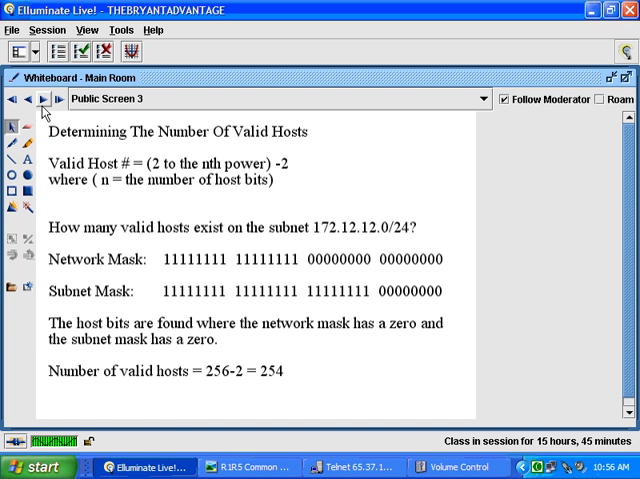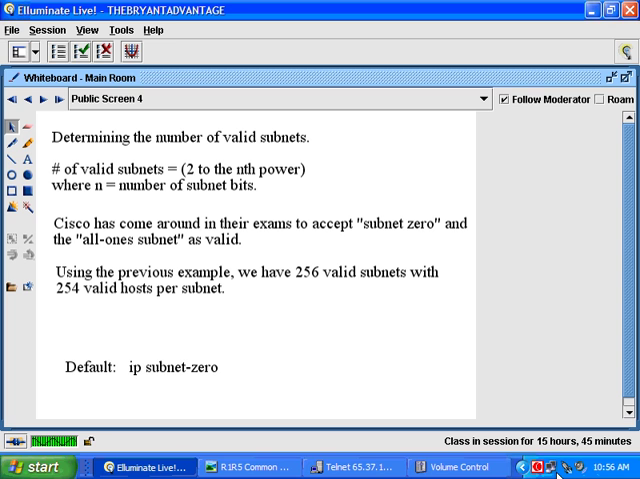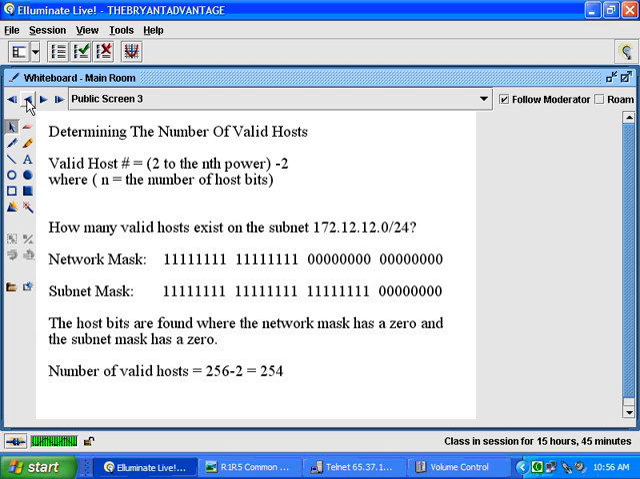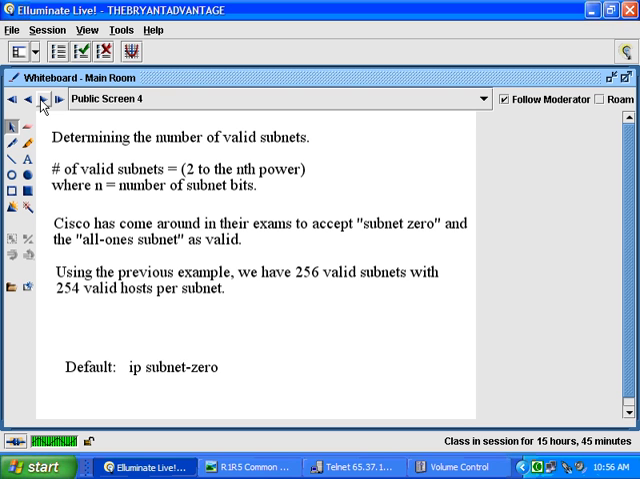Now, depending on when you got your CCNA, the formula for the following question has changed. And this is determining the number of valid subnets. We would look at the same kind of question, but we have to identify the subnet bits. And again, the subnet bits are where the network mask has zeros and the subnet mask has ones. So again, this one's very clear cut. There are 8 subnet bits. And that's what we're using in this formula, but notice it's 2 to the nth power, where n equals the number of subnet bits. There's no -2 anymore.